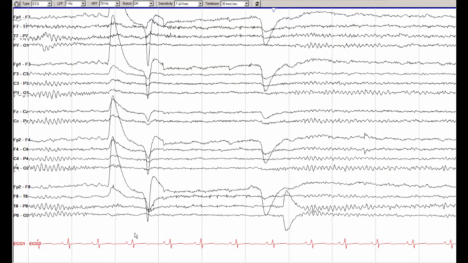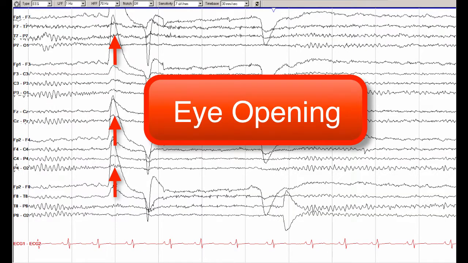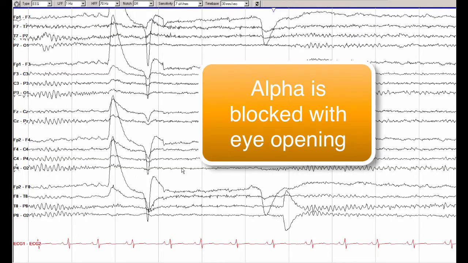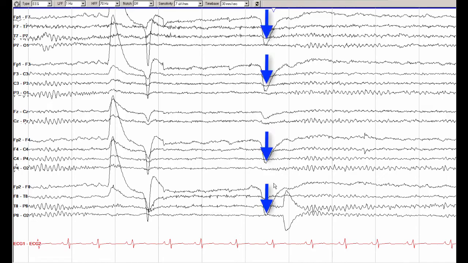We have reviewed eye movements in a separate video. Here we see a large upward deflection, or negative polarity, at the front of the head in FP1 and FP2. This would suggest that the eyeballs with their positively charged cornea are moving downward, and this is actually eye opening. The high frequency activity in the back of the head, which is the alpha rhythm, has been blocked with eye opening.